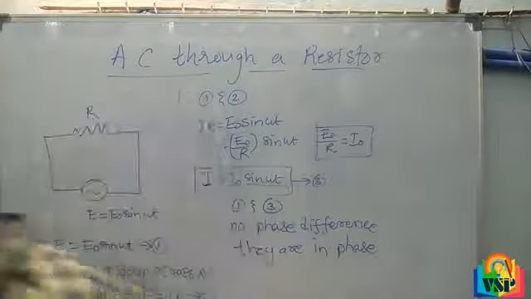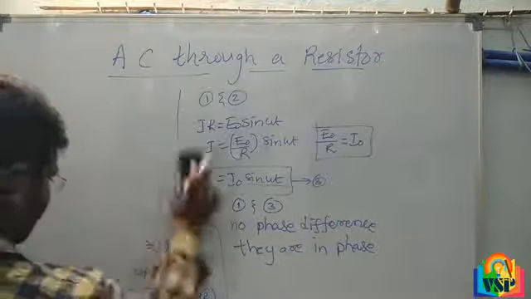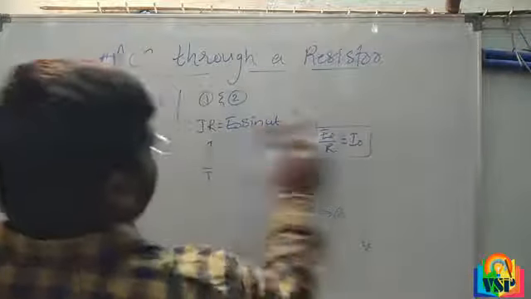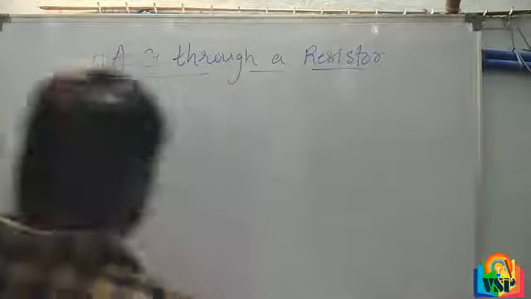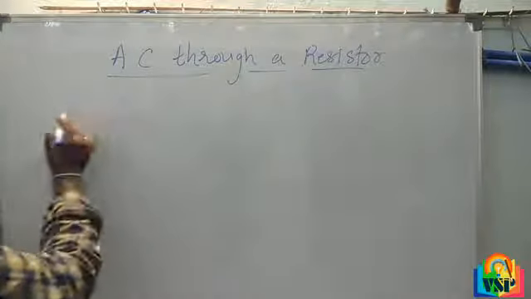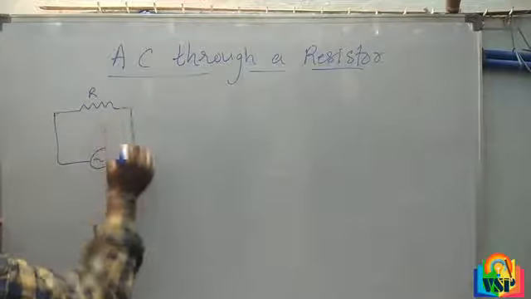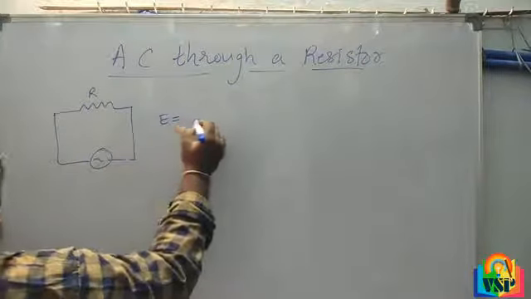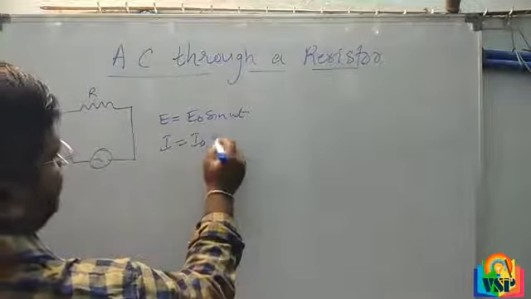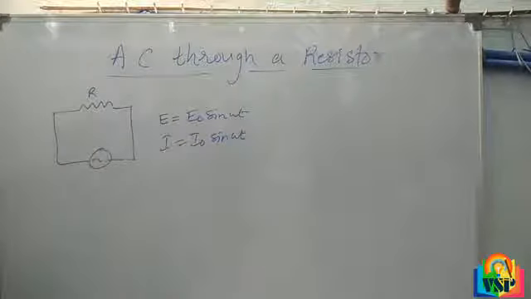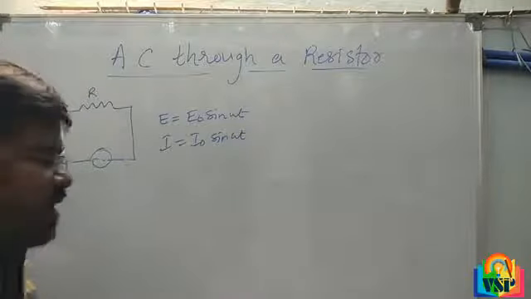So coming to how we can draw the phasor diagram by using these equations. See here, we know that for a resistor connected to an AC power supply, E is equal to E naught sin omega t and I is equal to I naught sin omega t. By comparing, we know that they are in phase.